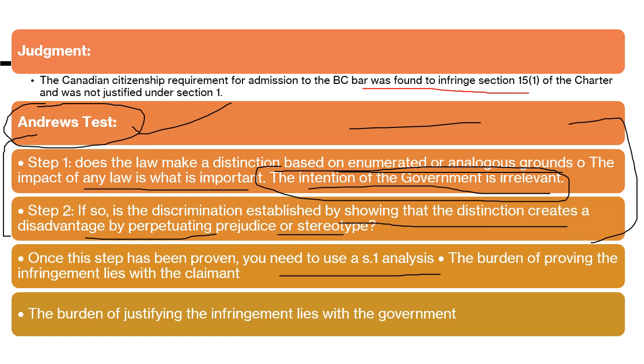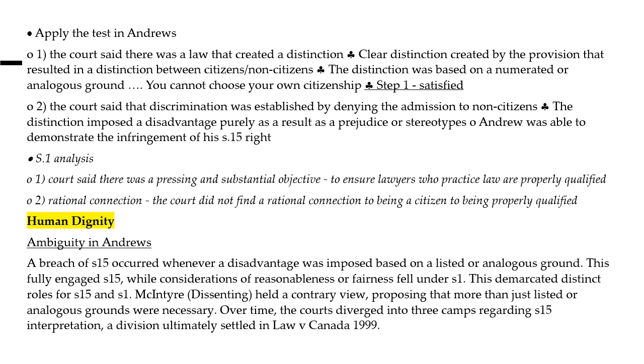So the burden of proving the infringement lies on the claimant, and the burden of justifying their step, their law, lies on the government. So you have to look into here that there is a difference in burden of proving. The burden of proving equality right is upon the claimant, and the burden of proving that there is no infringement is on the government.